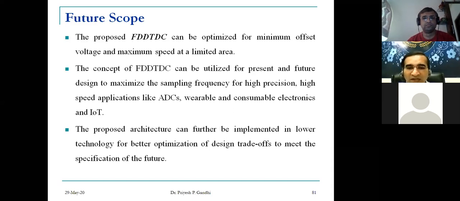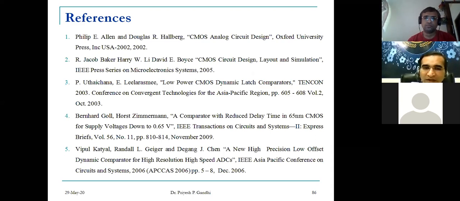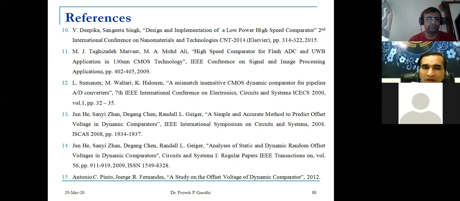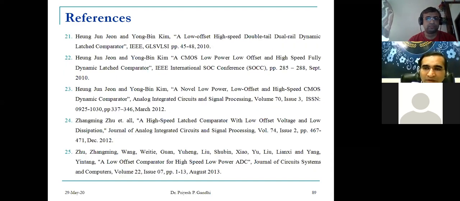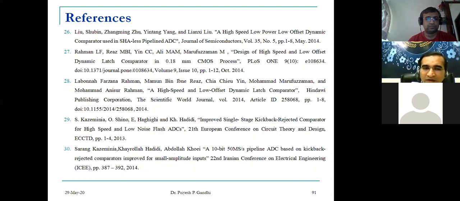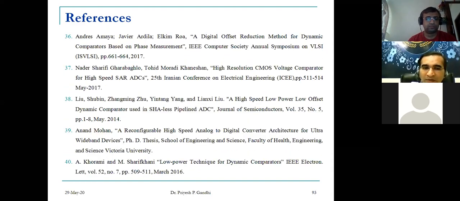The proposed architecture can be further implemented in lower technology, because in present VLSI there are 22 nanometer or 18 nanometer technologies, while we are designing in 180 nanometer technology. So we can do this again in a lower technology to get much more superior results. So these are the references. Actually, there are many more references, but these are the ones we have put in the presentation.